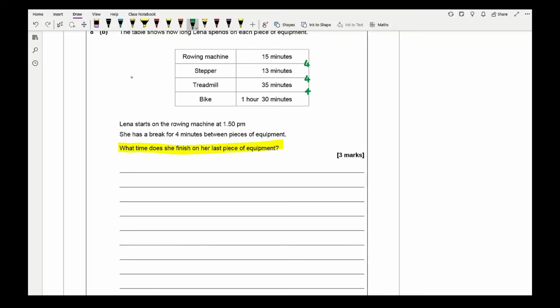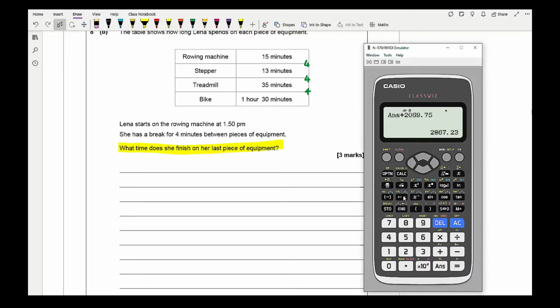So let's have a look at adding all these together. So what I've got is 15, 4. Let me go back, get the rubber. And there's several ways in which you can do this. As long as you're getting the correct answer and you're showing some working out, then that's going to be absolutely fine. I've got 13, 4, 35, and then I've got 90 minutes. Adding it all up.